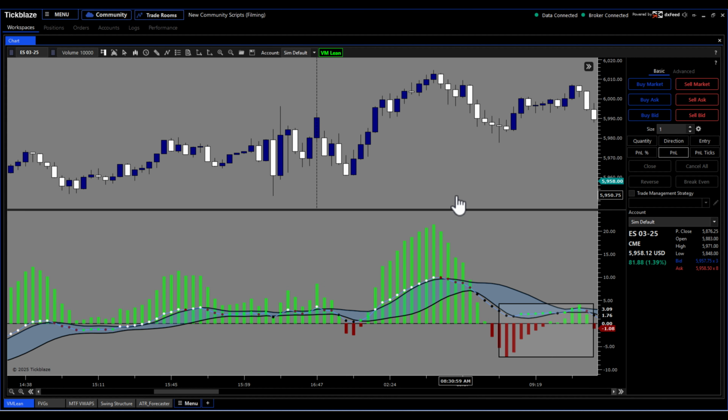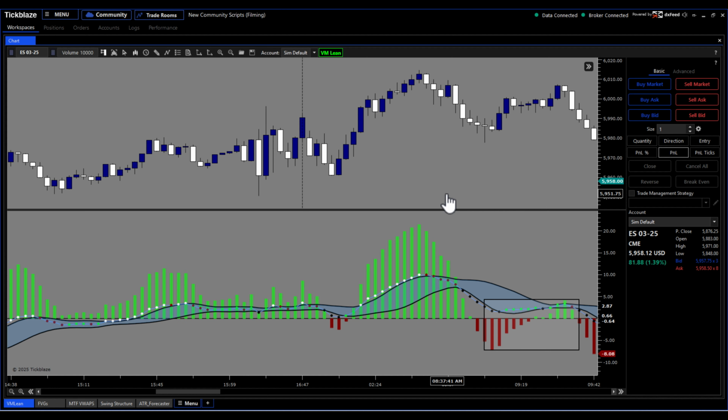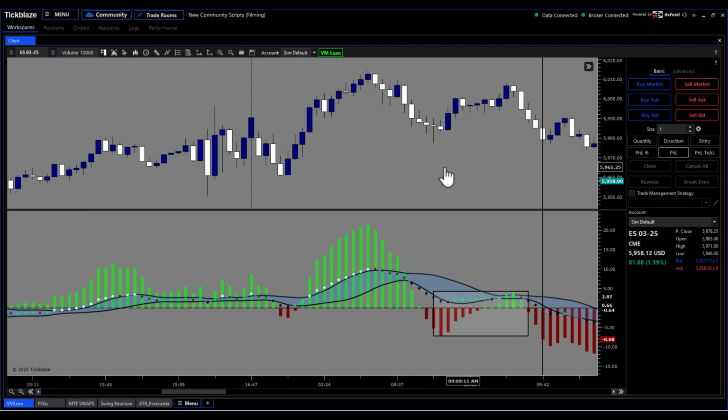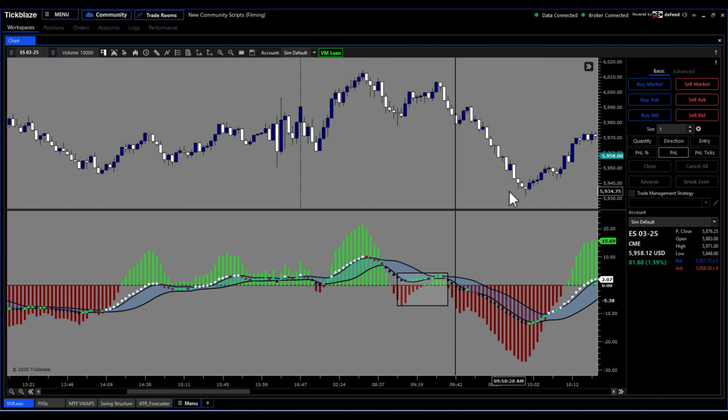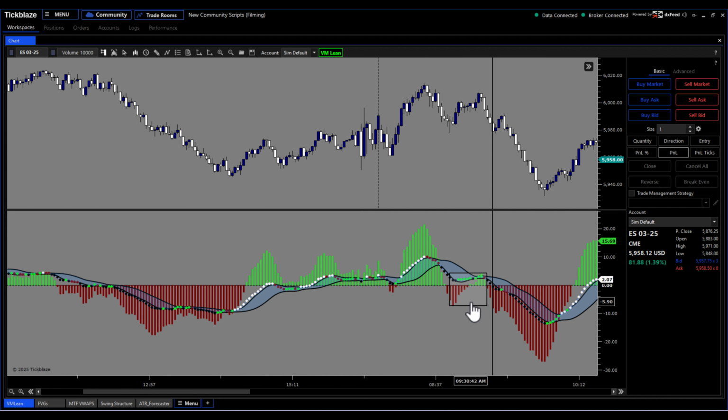So if we're looking at it like this, as soon as we took out that candle, that was the candle that gave us the confluence on both the histogram right there. And that was the bar that set the tone right there. So there's so many ways to use the velocity momentum oscillator.